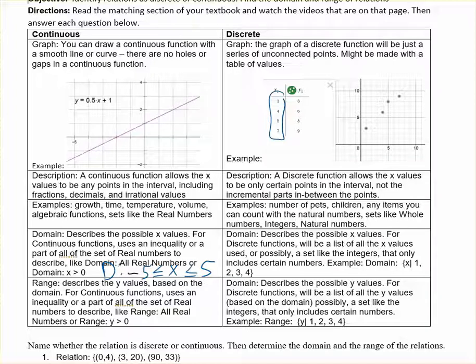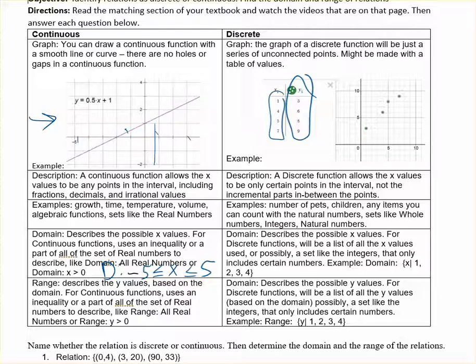Now the range is based on the domain. So in our graph up here, we said that the domain can be any of these numbers. It's all real numbers. Look at the y-axis right here. There's points that are below it. The graph goes below the x-axis, so there's negative numbers. It goes above, so there's positive numbers. There's nothing that y cannot be either. So in this continuous function, the range would also be all real numbers. If you have a discrete graph, the range is the y values that you can get after you plug in those x values.